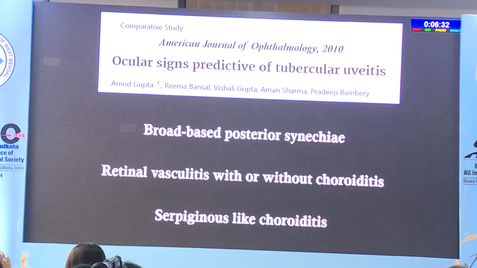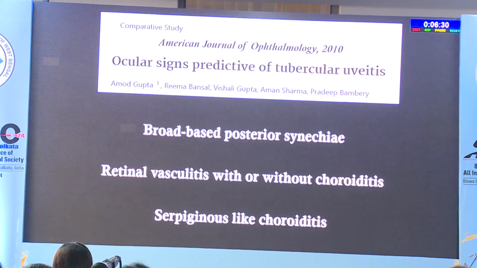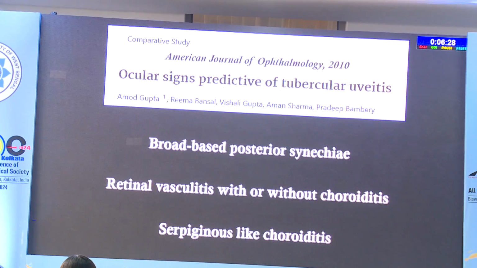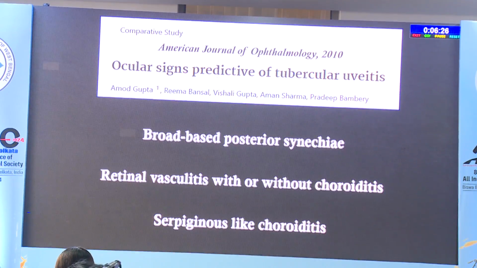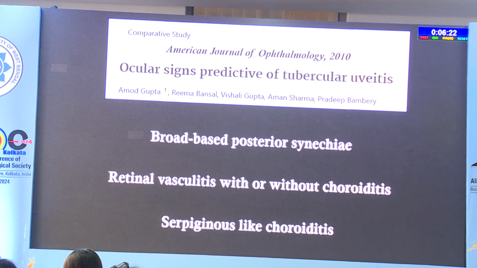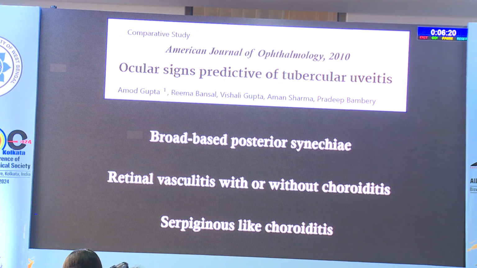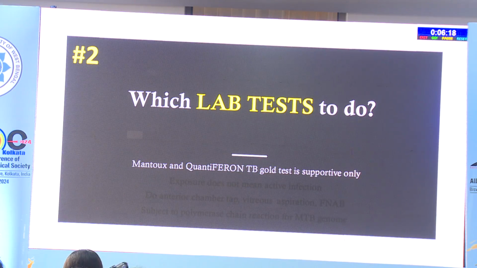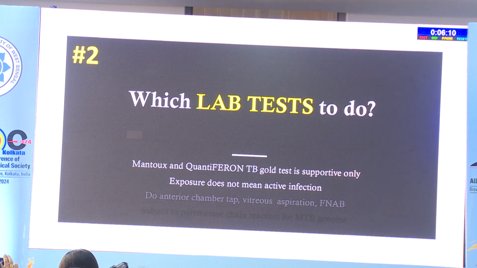This is a landmark article by Professor Ahmed Gupta in the American Journal of Ophthalmology, which showed broad-based posterior synechiae, retinal vasculitis with or without choroiditis, and serpiginous-like choroiditis as the tubercular uveitis type. Which lab test will you do? Mantoux and QuantiFERON TB Gold test are supportive only. Phenotype is quite important. Exposure doesn't mean active infection.